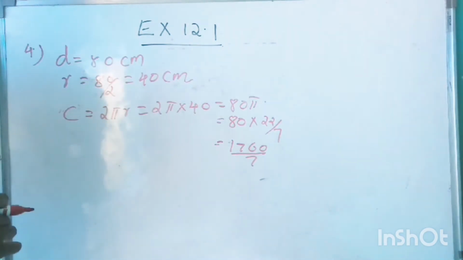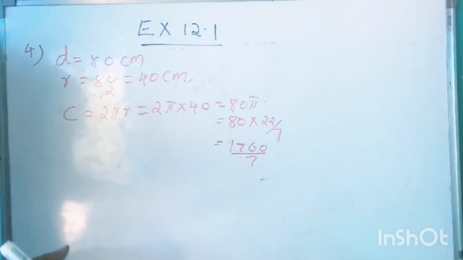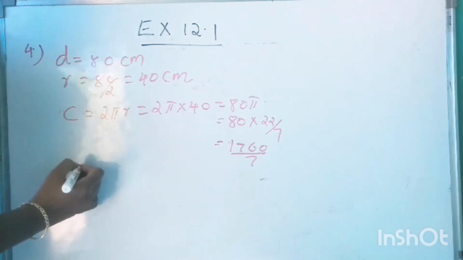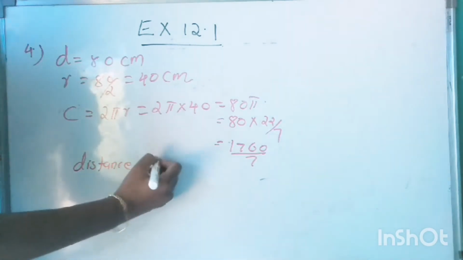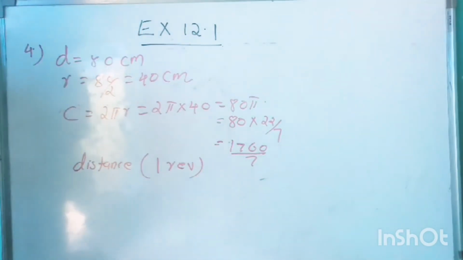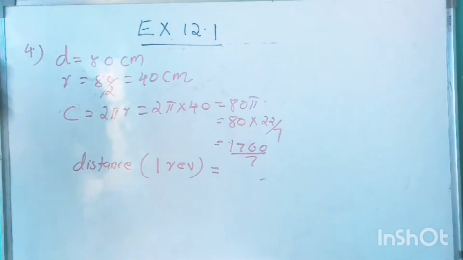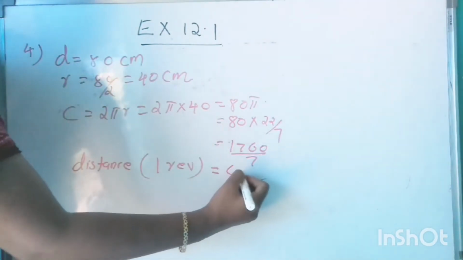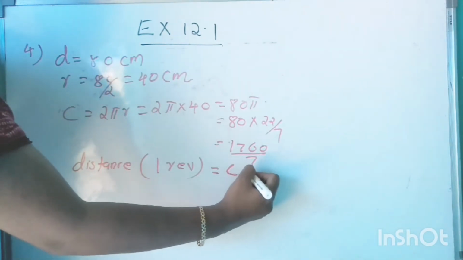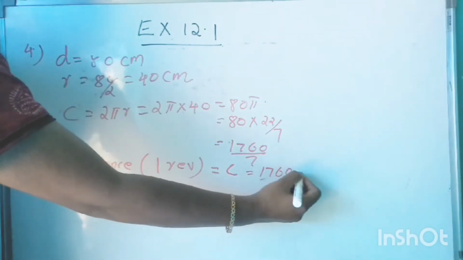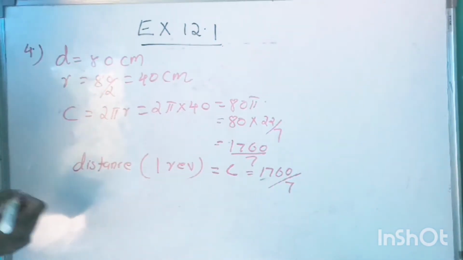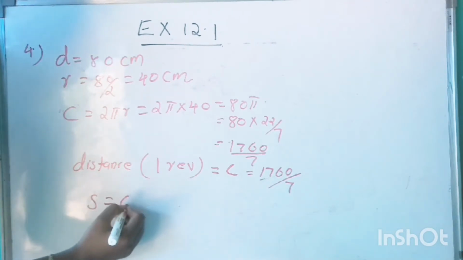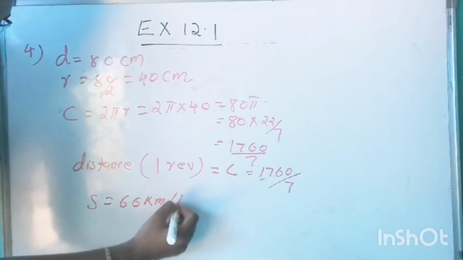And the distance covered by the wheel in one complete revolution is equal to the circumference of the wheel C, that is equal to 1760 divided by 7. Now the speed of the car is given. Speed is equal to 66 km per hour.